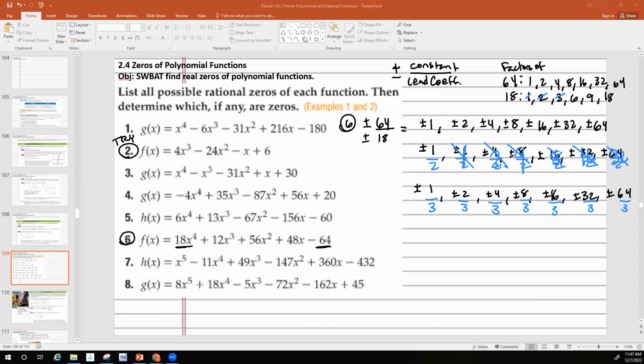All right, and then we're going to do it again. We're done with the 3's. Now let's do the 6's. 1, 2, 4, 8, 16, 32, and 64. Here we go. Divide by 6 for each one.